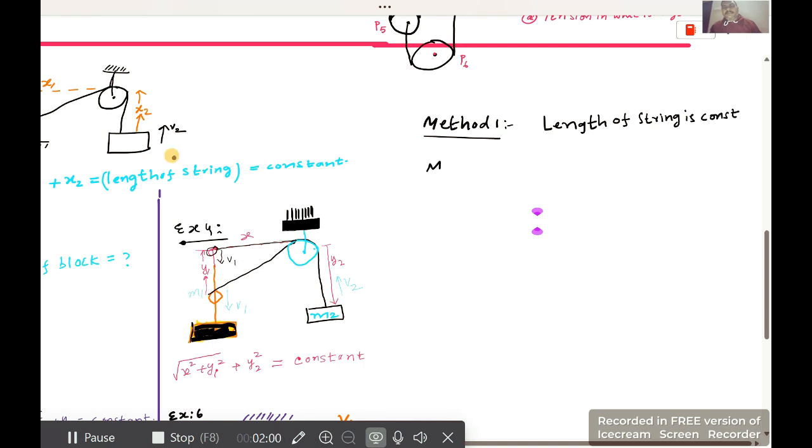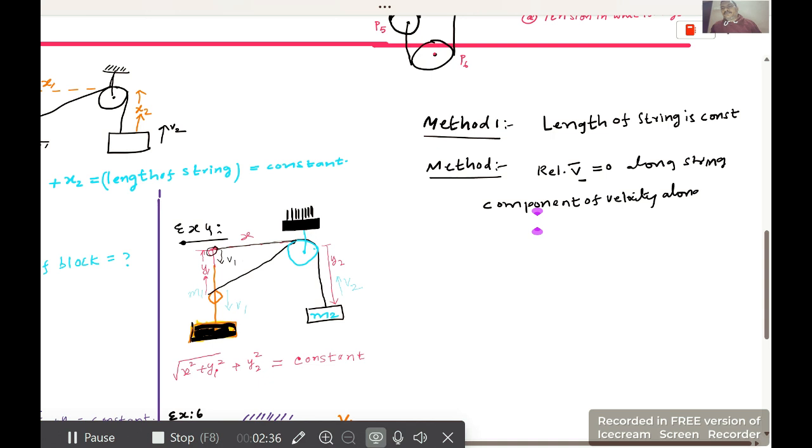The second method: the relative velocity is zero along the string. Along the string, the relative velocity of the particles is zero. That means the components of velocities along the string are equal. So these two methods will be followed, and all the constraint equations become easy.